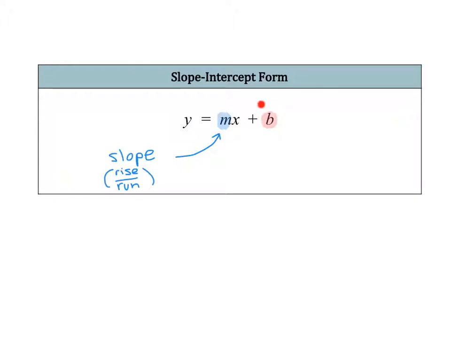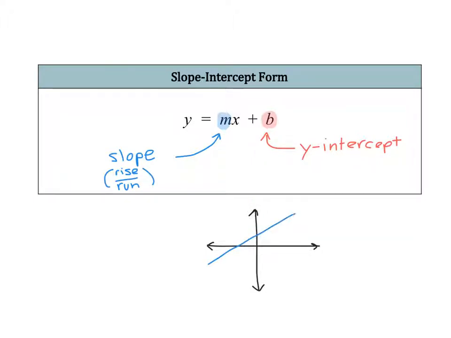But we need a starting point. So this b value is going to help us with our starting point. So this b value is our y-intercept. And that's why they call it slope-intercept form, because those are the two things we can tell by looking at it. So the y-intercept is where your line crosses your y-axis. So remember, your y-axis is the vertical axis. So for example, if you had a line like this, the y-intercept is this point.